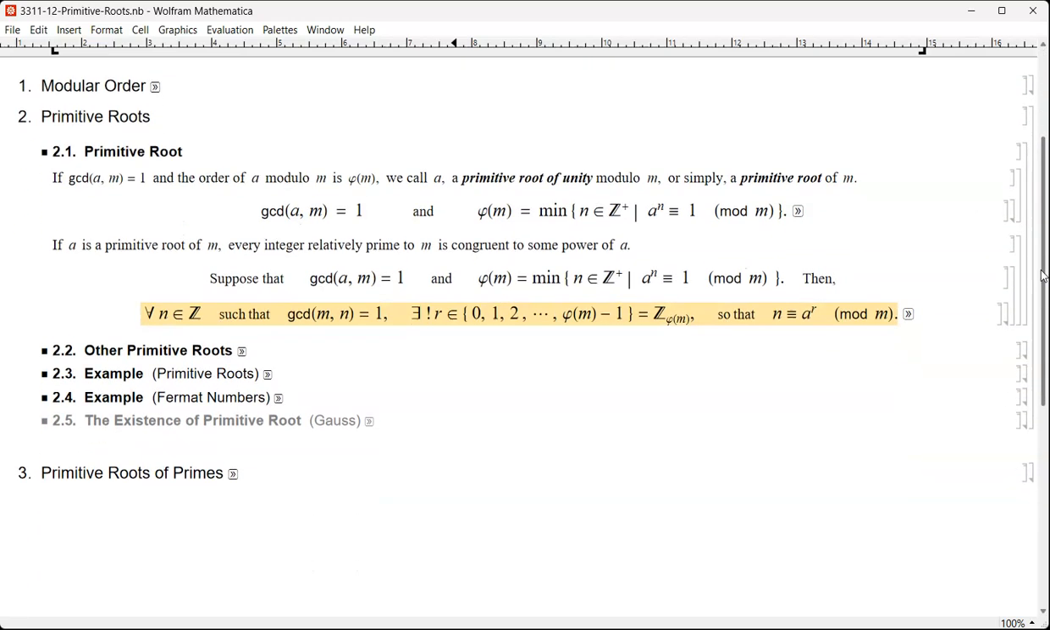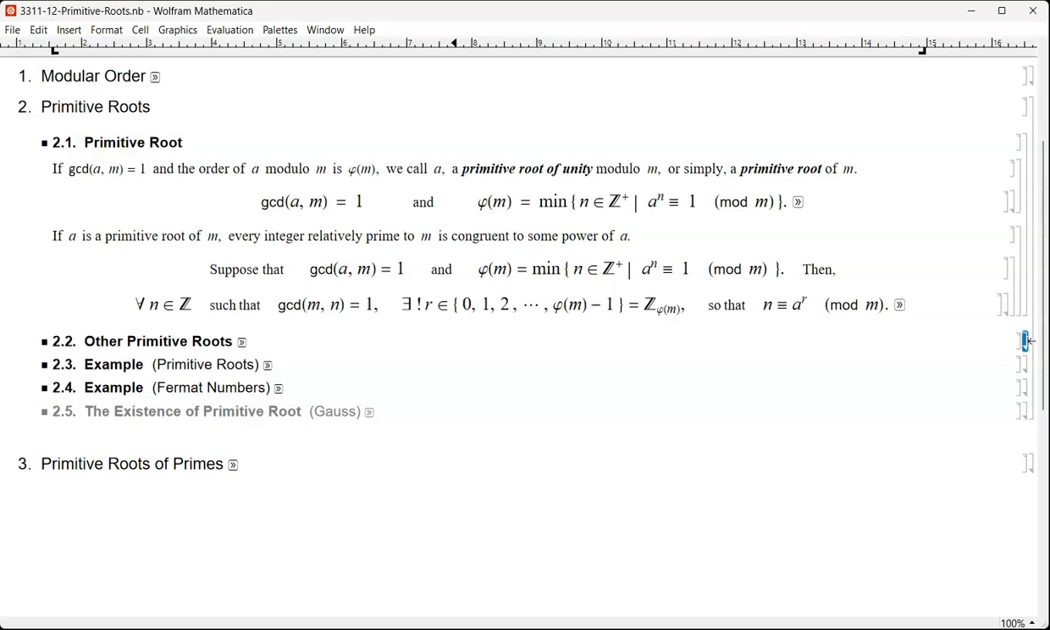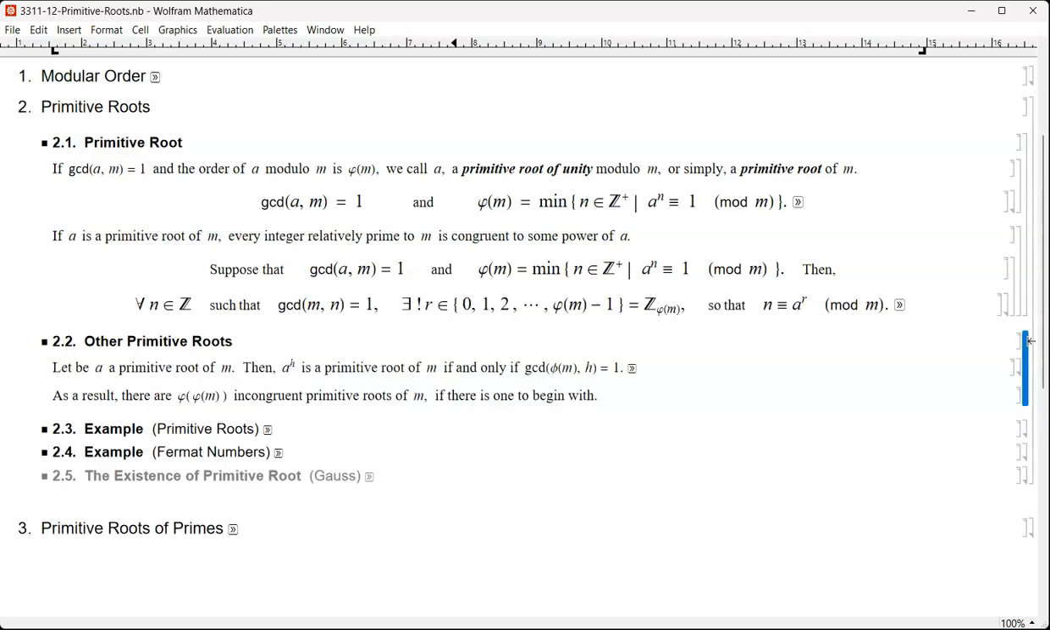Now from there, let's have a corollary. Let a be a primitive root of m. Oh, excuse me, sorry about the typo. Okay, let a be a primitive root of m. Then a to the h power is a primitive root of m if and only if the greatest common divisor of phi of m and h is 1.